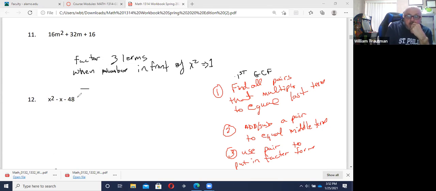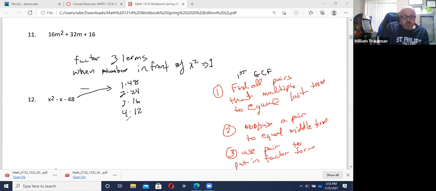So step 1, find all the pairs that multiply to get 48. And I'm not worried about the negative sign. I'm just doing 48. 1 times 48. 2 times 24 is 48. What you could do on your calculator is 48 divided by 2. Then you could do 48 divided by 3. Oh, 16. 3 times 16. 48 divided by 4 is 12. 4 times 12.